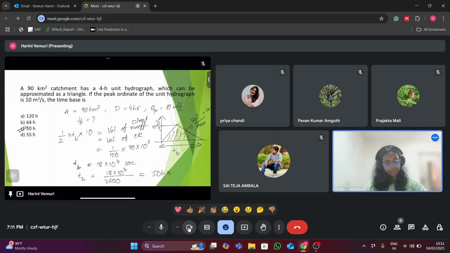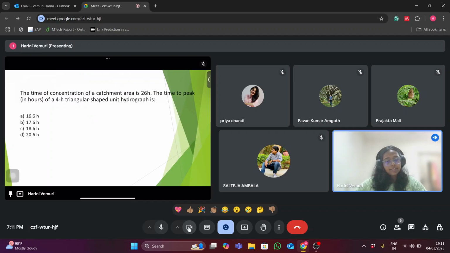Okay. The next question is, the time of concentration of our catchment area is given as 26 hours. The time to peak of a 4 hour triangular shaped unit hydrograph is how much, they are asking. So in this case, how will we calculate?